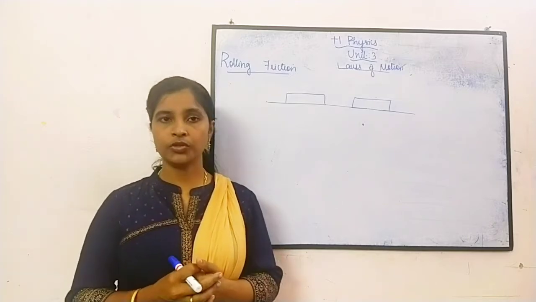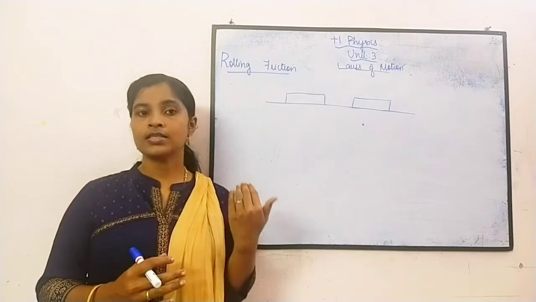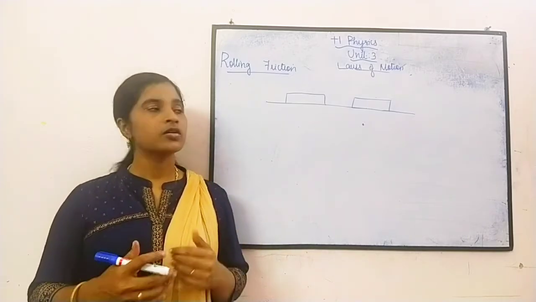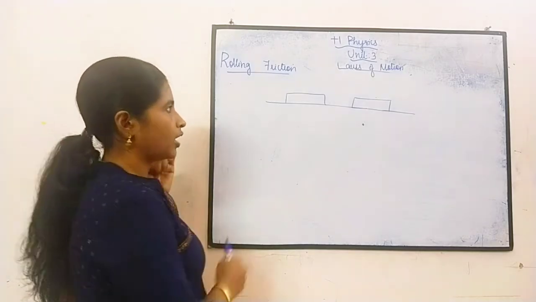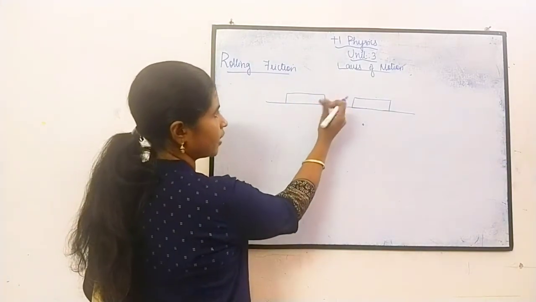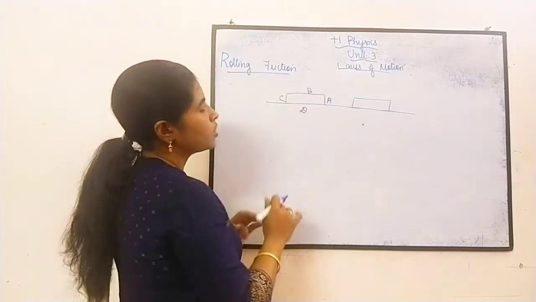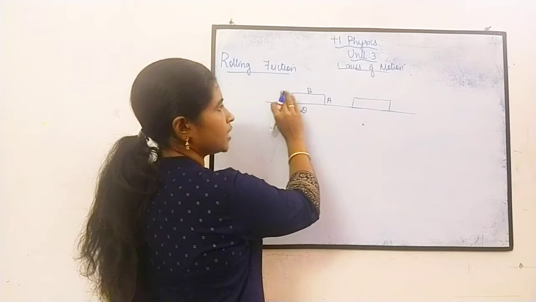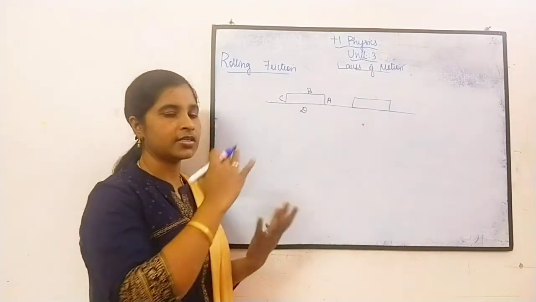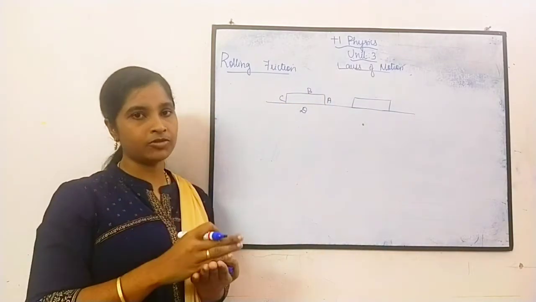Already I told you that in kinetic friction we are having sliding and rolling. So what is meant by sliding? Suppose we take this object whose sides are A, B, C and D. When we apply a force, the object will move. It will continuously be moving. After some time it comes to rest, right?